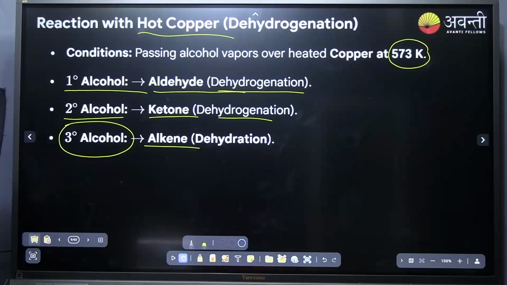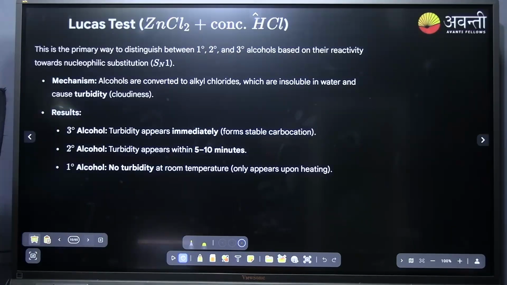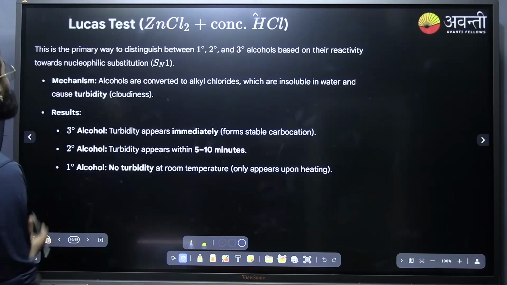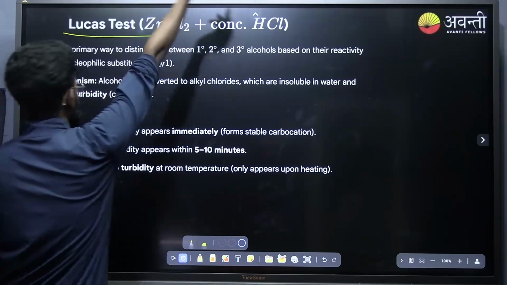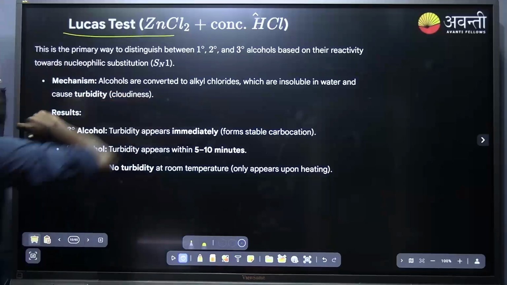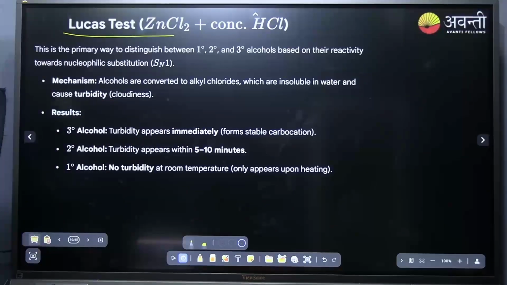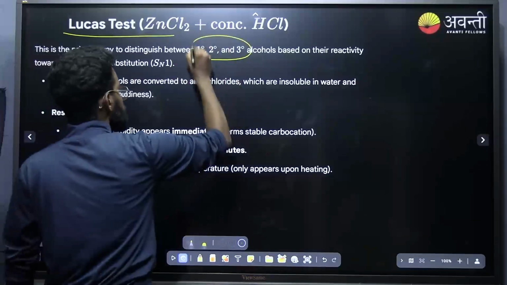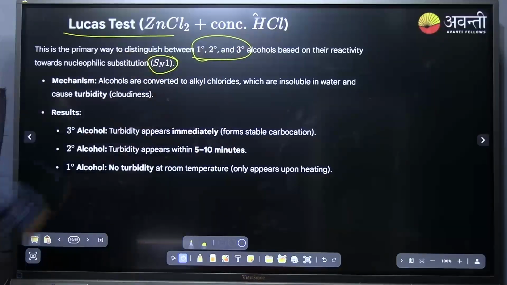Okay. Yes. Next we will be discussing the Lucas test. What is the Lucas test? It is used to distinguish primary, secondary and tertiary alcohol, which we already discussed in a lot of the chapters.